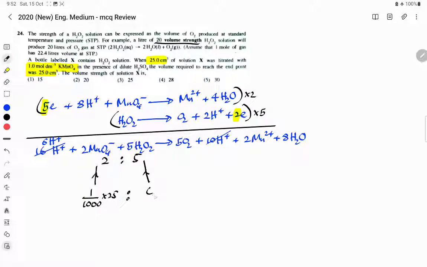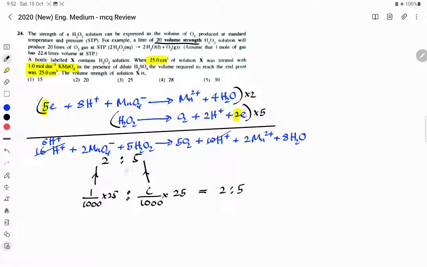Let's take the H2O2 concentration as C. Now this X is in a different type of concentration. This C is in moles per decimeter cube, into 25. Now this ratio is equal to 2:5. That is obtained from here.